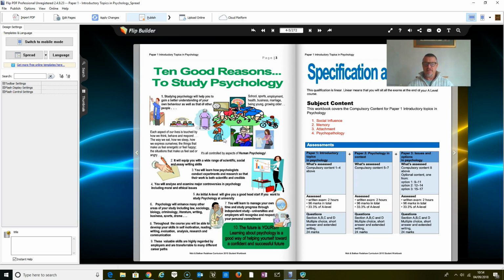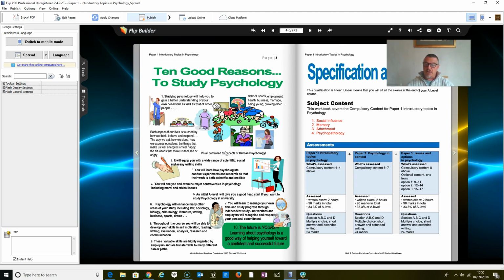invaluable for university life, absolutely invaluable. You will learn how psychologists conduct experiments and research so that their work is both scientific and credible. In other words, you're going to carry out little investigations, probably with your teachers, and if I can, I will do that as well on here. I'll see how it goes, I'll see how it develops. You will analyse and examine major controversies in psychology, including moral and ethical issues. So things like conformity and obedience, socially sensitive stuff. We will cover issues such as depression, schizophrenia, anorexia, and so on.